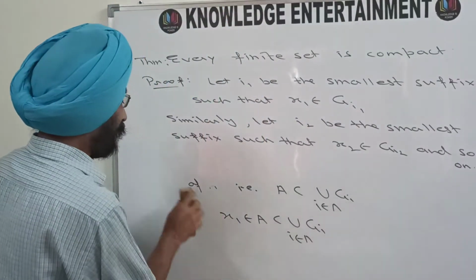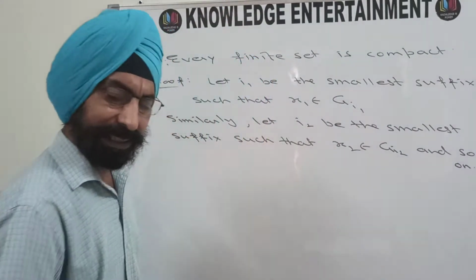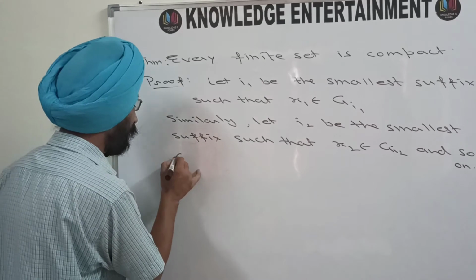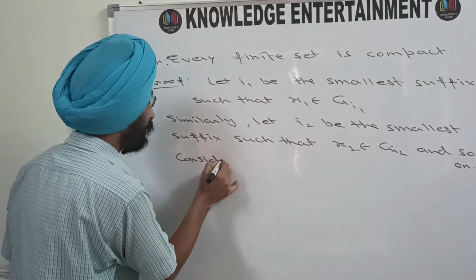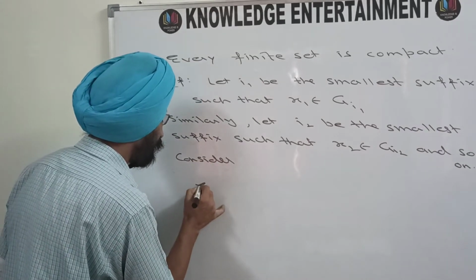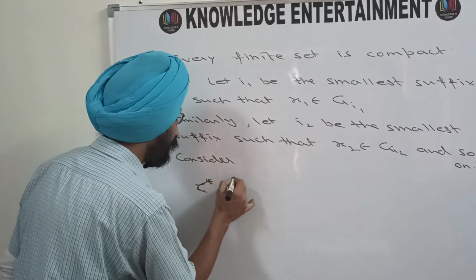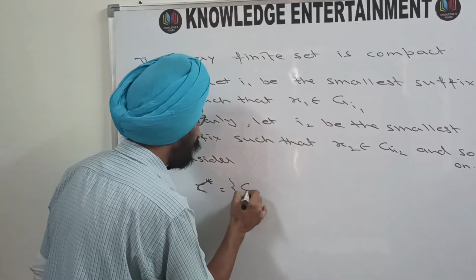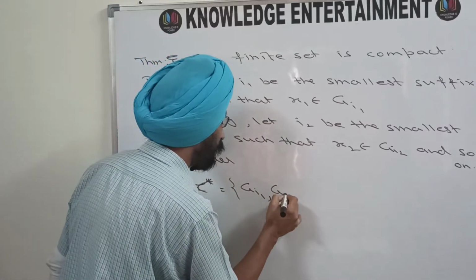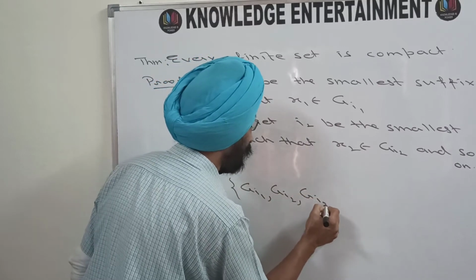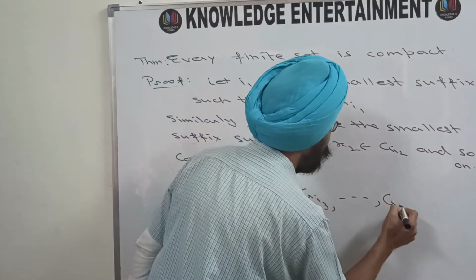Now consider this collection C star. Consider C star having these sets Gi1, Gi2, Gi3 and so on, Gin.